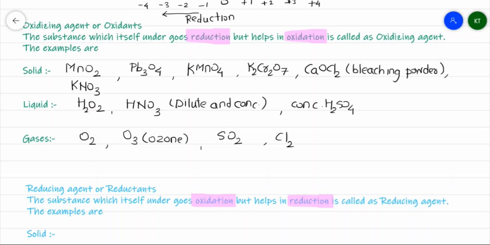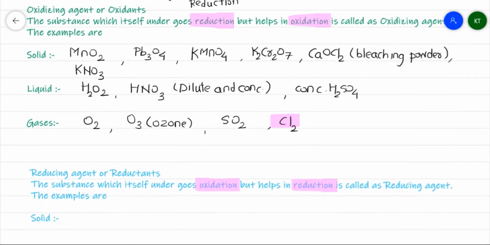But if you carefully look at chlorine, it's an oxidizing agent which does not contain oxygen. So please do remember this. Chlorine is an oxidizing agent which does not contain oxygen. Rest all the oxidizing agents which have been listed above will have oxygen.